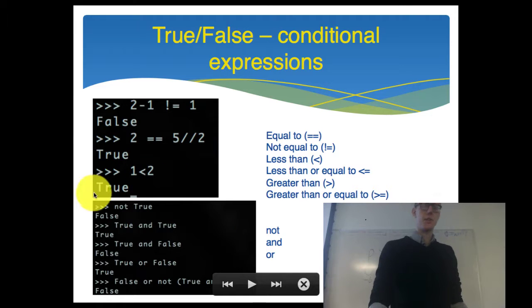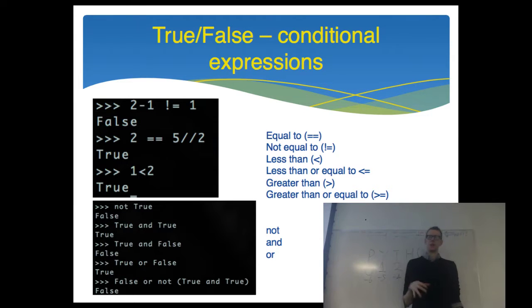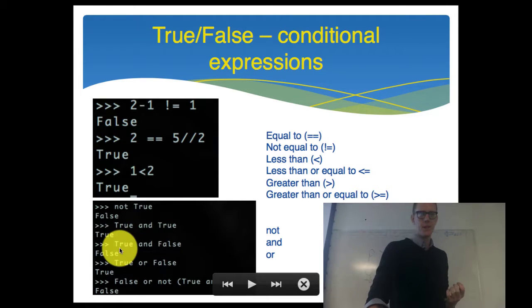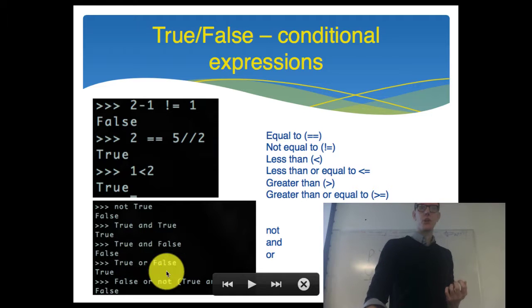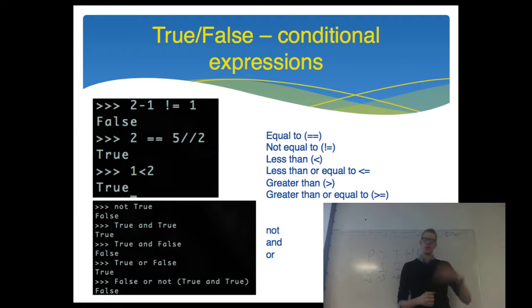So 1 less than 2 is going to be true, obviously. And then you can add these other keywords on to make the statements more complicated. So you can have not, which will convert things that are true into things that are false. You can have and, where if both sides of the and statement are true, the whole thing is going to be true. So here we have true and false, and that overall equates to false because both sides of the AND statement need to be true, whereas true or false gives true because one side of the OR statement is true.